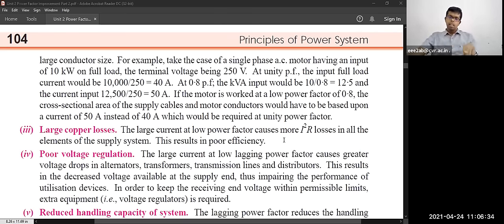Imagine the whole substation is having only 60 percent or 70 percent efficiency. 60 percent, 70 percent efficiency.